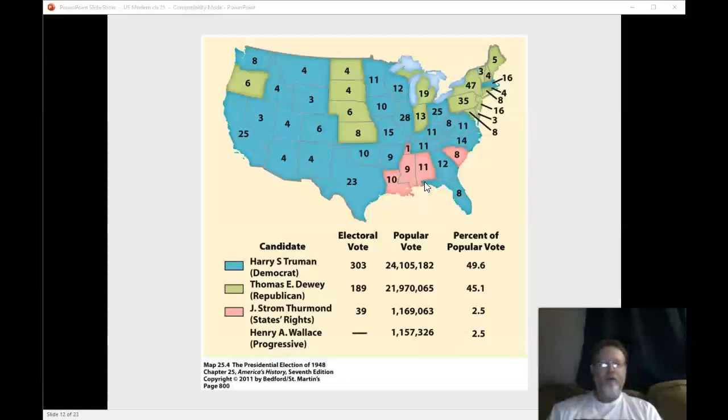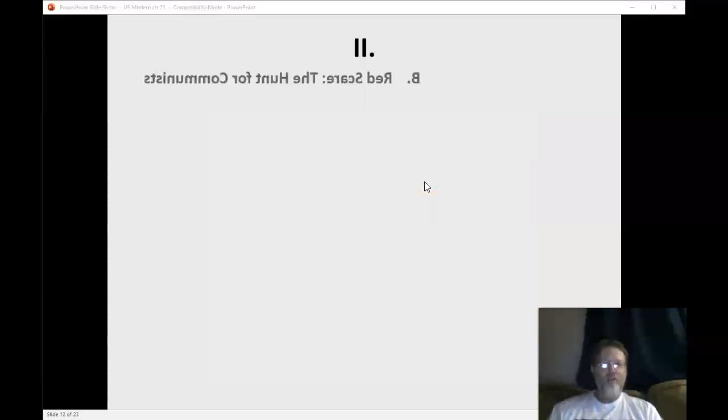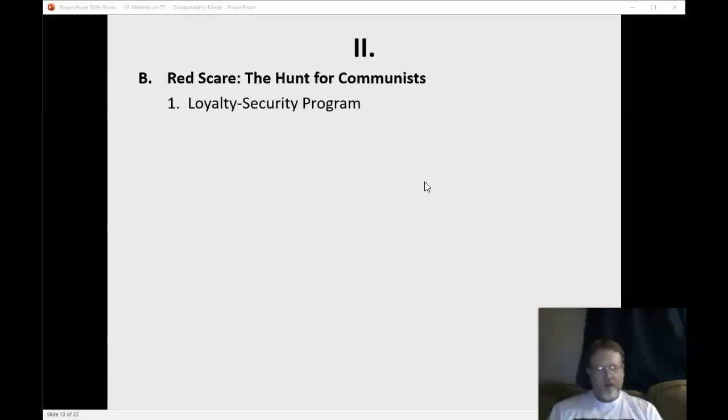The Republican and Democratic parties, from the early 1900s to the mid-1900s, pretty much flip entirely in ideologies. They're almost 180 degrees different over a 30 to 40-year period. And this is part of that. We're sort of moving into the tail end of it. Now we're going to talk about the Red Scare.